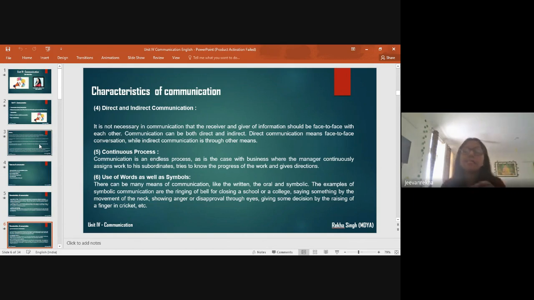As is the case with business, where the manager continuously assigns work to his subordinate, tries to know the progress of the work, and gives him directions. It means a continuous process. Most of the time we use continuous process in the office area, right? My manager is giving this work, I'm doing it, again he came and has given another work to do. So this is an endless process, right? This communication works in business, workplace, offices, and all.